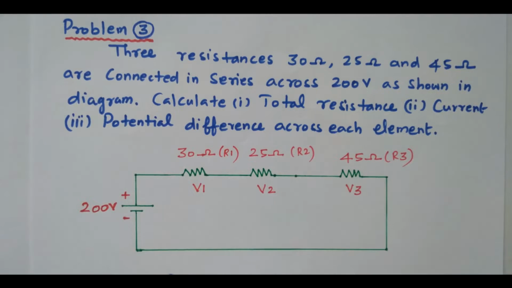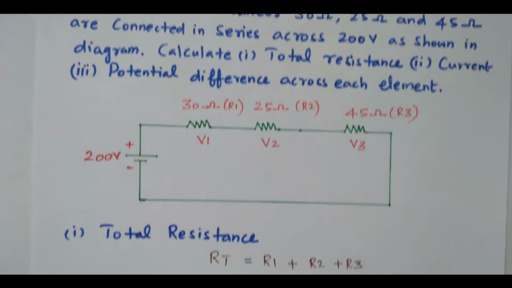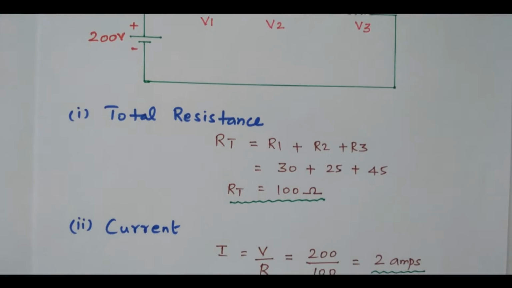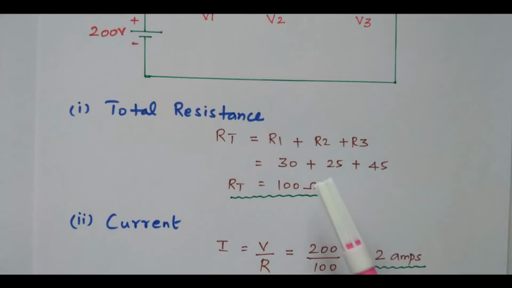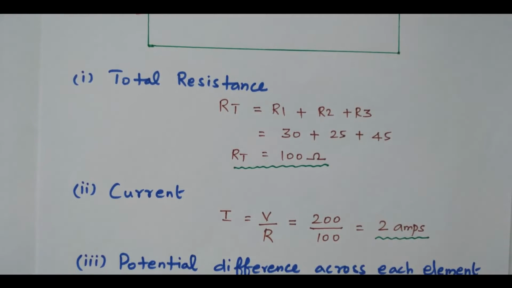How will you find the total resistance? It is easy. If it is connected in series, the total resistance equals the sum of individual resistances. RT equal to R1 plus R2 plus R3, 30 plus 25 plus 45, that is equal to 100 ohm. Then what is the total current? I equal to V by R. V is 200 volts, R is 100, so 200 by 100 equal to 2 amperes. So we easily calculated total resistance, the sum of individual resistors, and by using V by RT we calculated total current also.